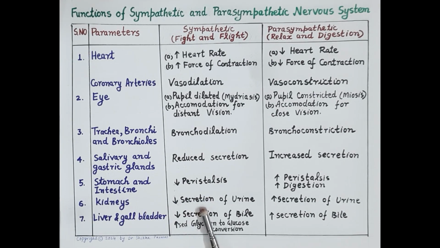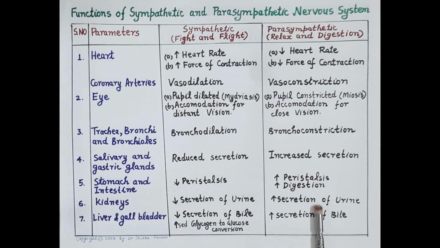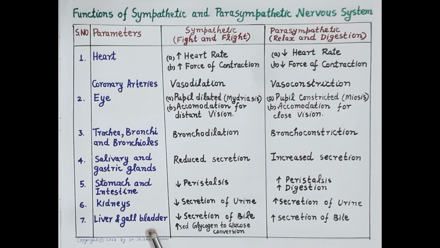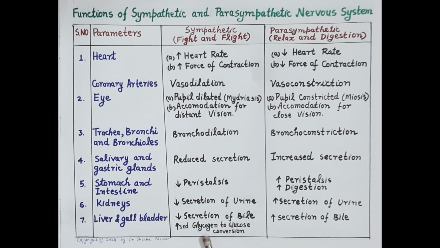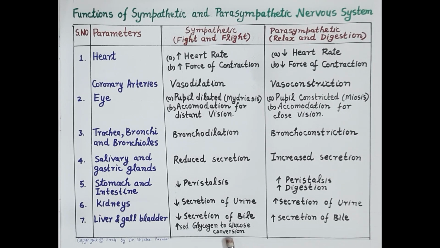Then the effect on kidneys. Sympathetic stimulation reduces the secretion of urine, while parasympathetic stimulation increases the secretion of urine. Then the effect on liver and gallbladder. Sympathetic stimulation reduces the secretion of bile. On the contrary, parasympathetic stimulation enhances digestion, and the secretion of bile from the liver also increases. Besides this, as more energy is required to deal with stress, sympathetic stimulation causes increased conversion of glycogen to glucose in the liver. So more energy is released from the liver.